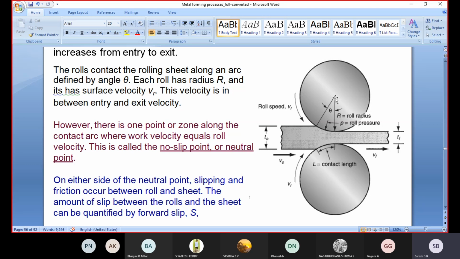Here the top roller radius and bottom roller radius are both the same. Capital R is nothing but the radius of the roller, and P is nothing but the roller pressure. Due to this length of arc of contact, the roller force or roller pressure acts in the downward direction. In the bottom roller, due to the contact, the force acts in the upward direction. Both top and bottom forces compress the material.